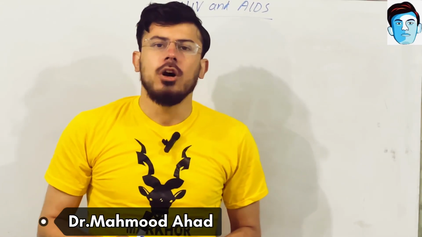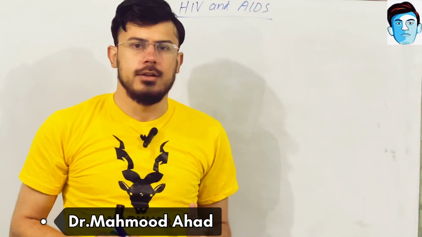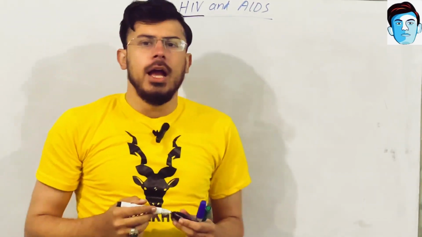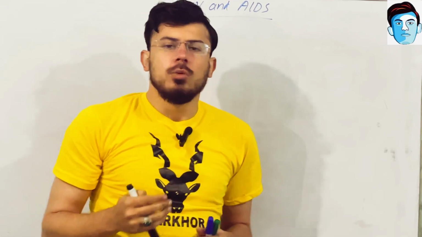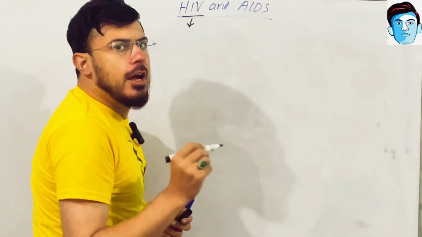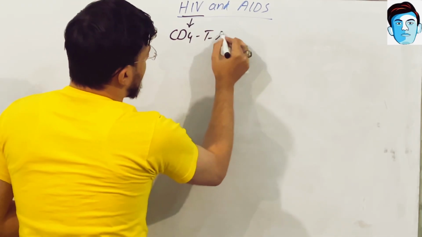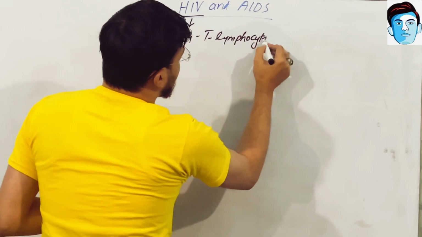In the continuation of infectious medicine, today I will discuss HIV and AIDS. So first of all, we should know what HIV is. HIV is a virus which attacks our immune system. Most commonly, it affects which cells in the body? It affects the CD4 T lymphocytes, right? HIV affects CD4 T lymphocytes.